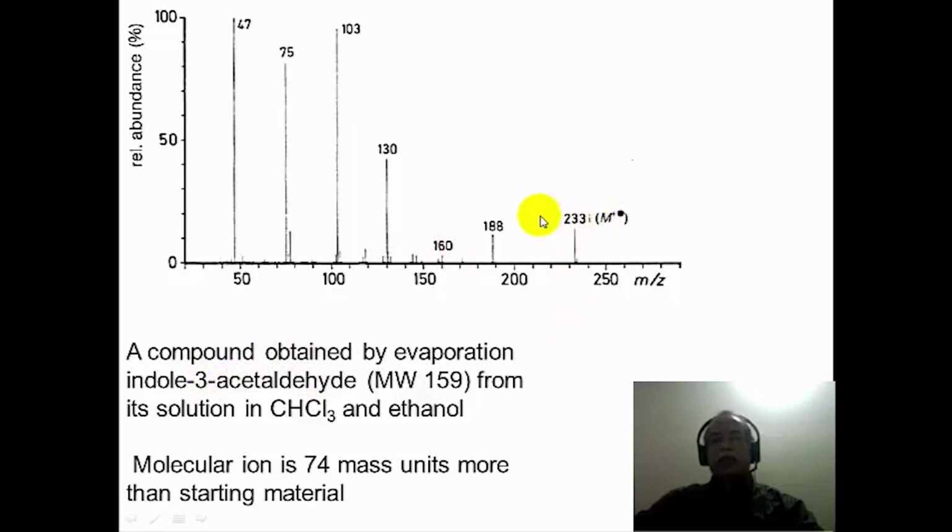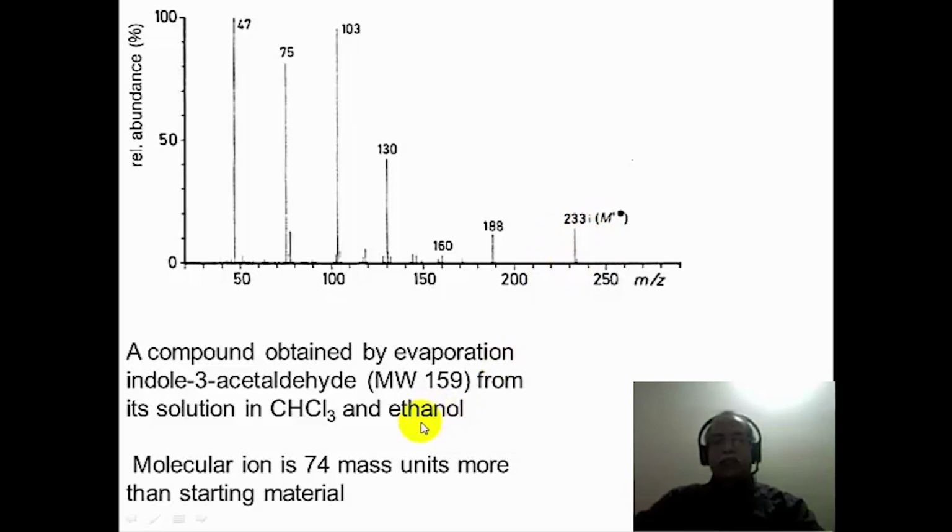The molecular weight is 333 for this compound, as it is mentioned here as the M plus ion, and this is about 74 mass units more than the starting material. Suppose the indole 3-acetaldehyde had reacted with chloroform, then it must contain some chlorinated compound. Such is not the case because the chlorine isotopes are not seen in the molecular ion region. If it had been a reaction with the chloroform, a chlorine containing product would have been formed, and as a result M plus and M plus 2 ions would have been seen in the mass spectrum.